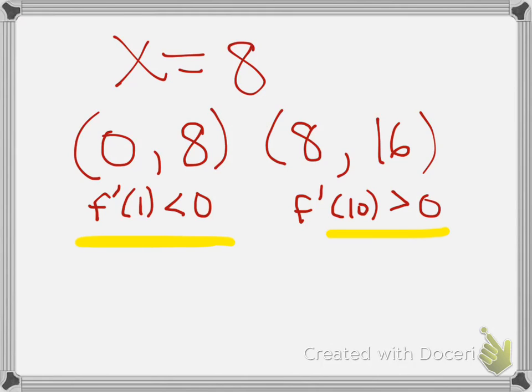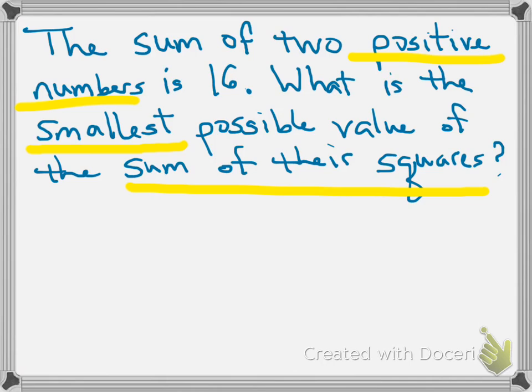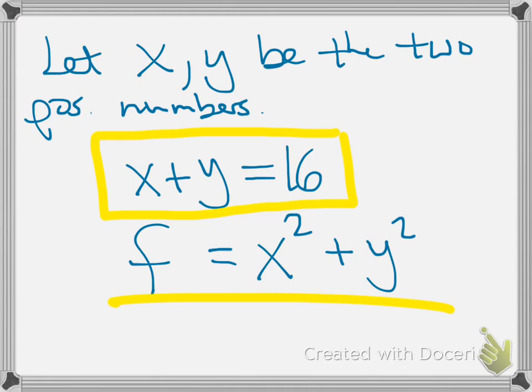So let's go back really quickly and figure out how we answer the question. I'm sorry. It says, what is the smallest possible value of the sum of their squares? Okay, so it doesn't actually want the two values. It wants the smallest possible value. So we need to go back and calculate f of 8. That's what this one's asking for. So f is x squared plus y squared.